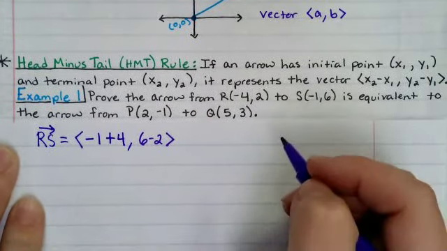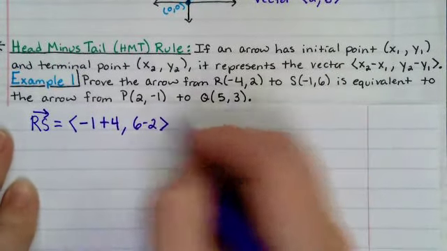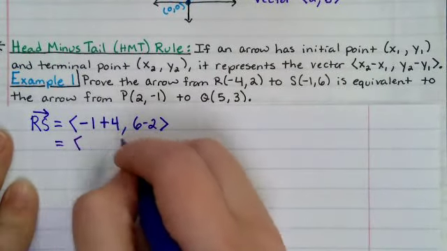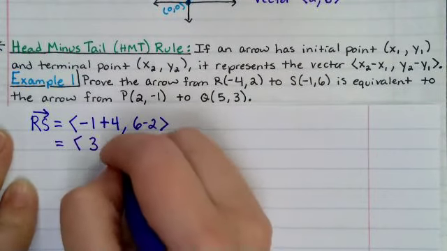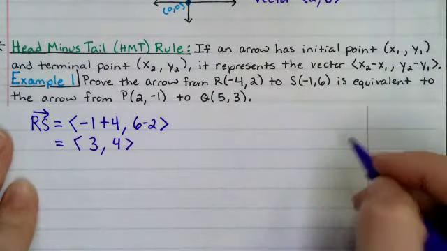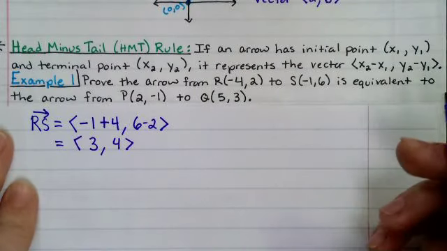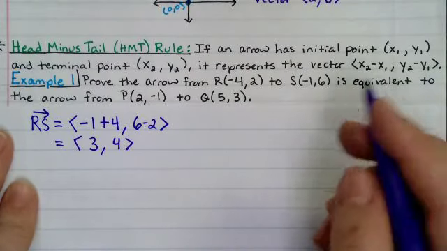We have used the head minus tail rule, but now we need to clean it up a little bit. So this component here, negative 1 plus 4 is 3. 6 minus 2 is 4. And there is the component form for the vector RS.